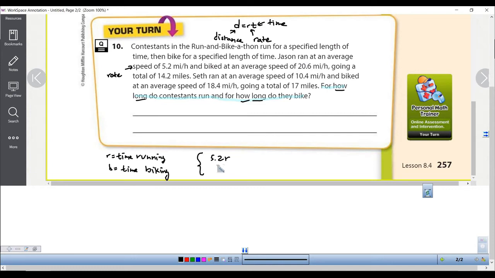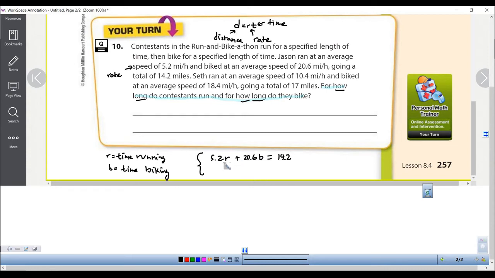So 5.2 times R, his rate times his time, plus he biked at 20.6 miles an hour. That rate times that time is going to give us his total distance, 14.2 miles. So his rate running times how long he ran, plus his rate biking times how long he biked, gives us his total distance. All right, and that was for Jason.